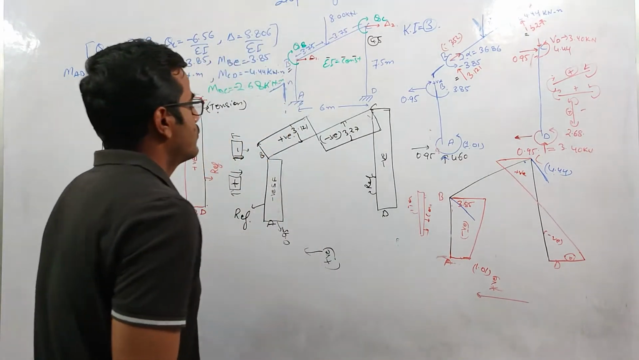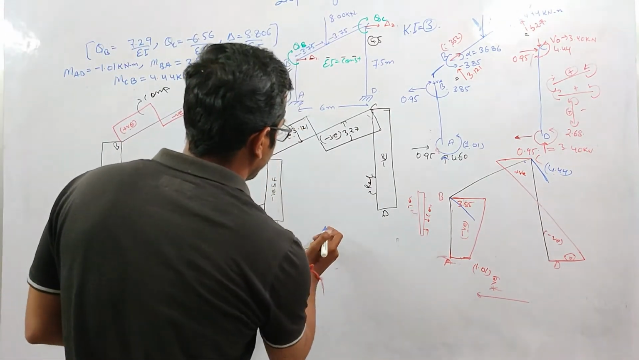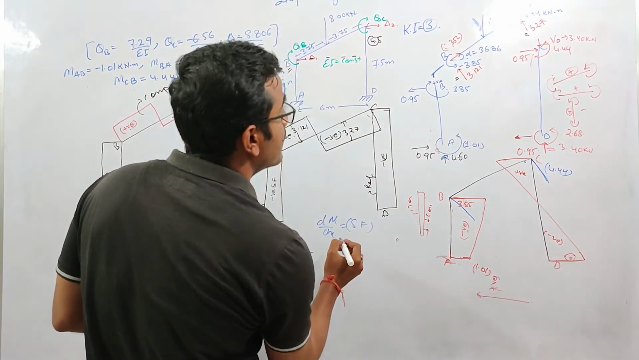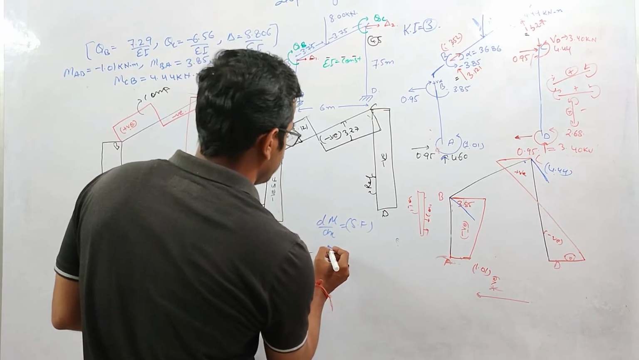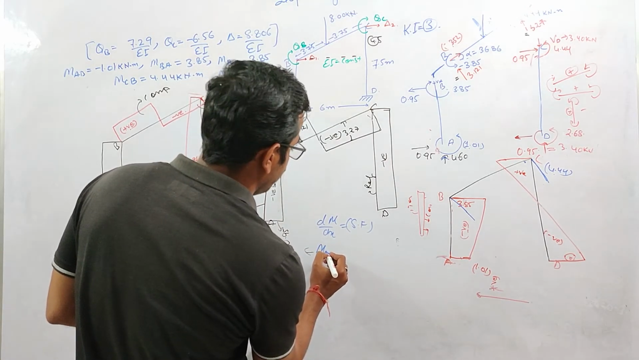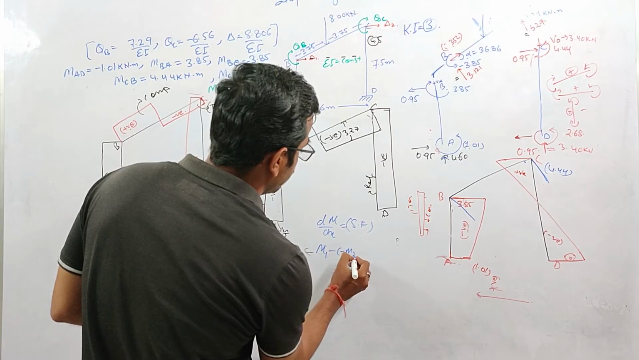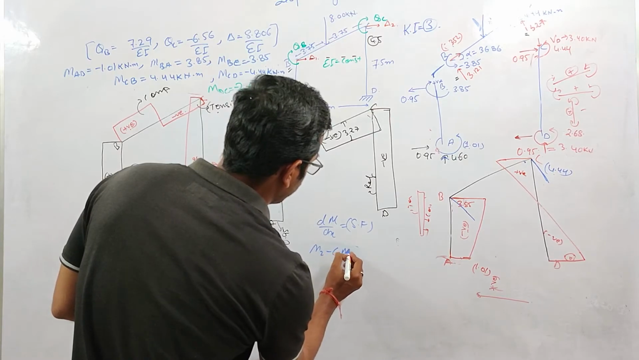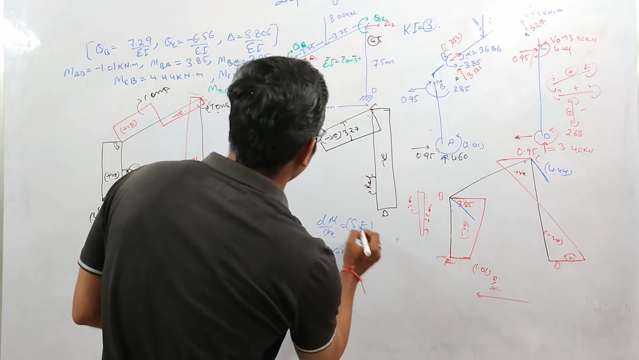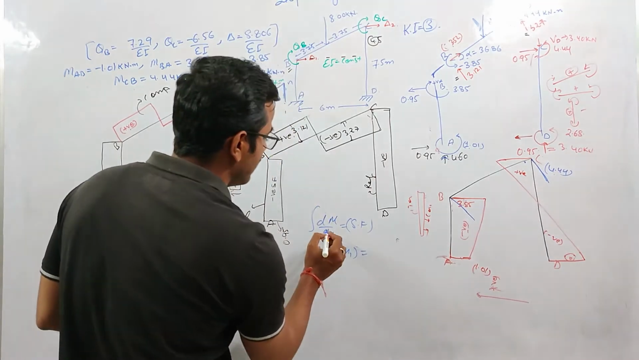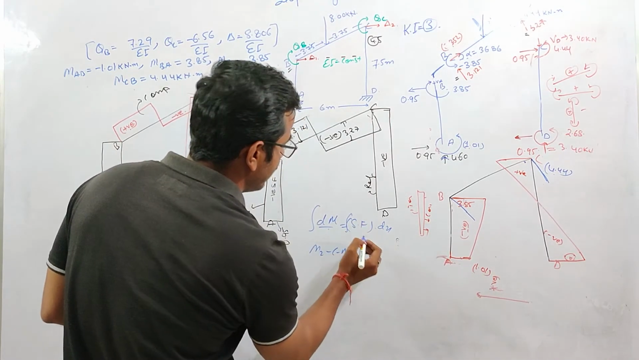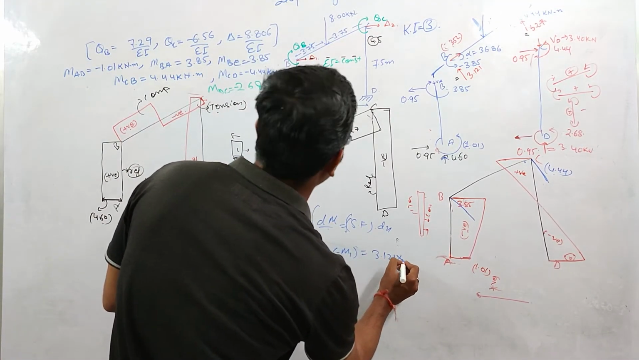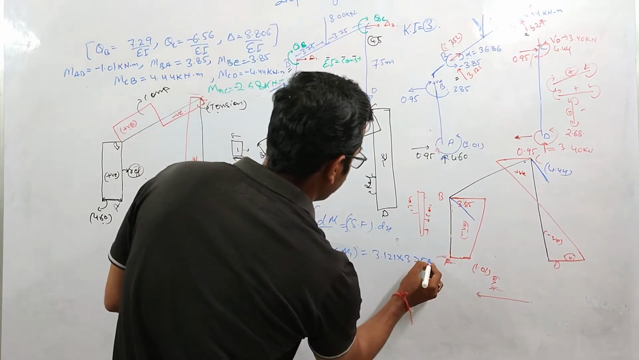Okay. So if you want to find this, you can write dM/dx equals SF. So dM is basically M2 minus M1, which equals the area under the shear force diagram. Okay, if you integrate this, you will get the area under the shear force diagram. The shear force diagram area is 3.121 into this distance, 3.75, right?